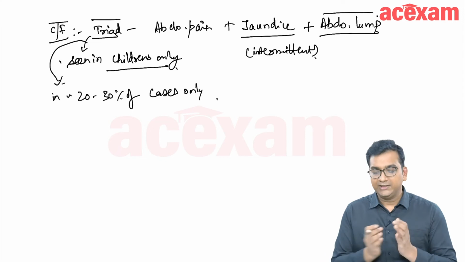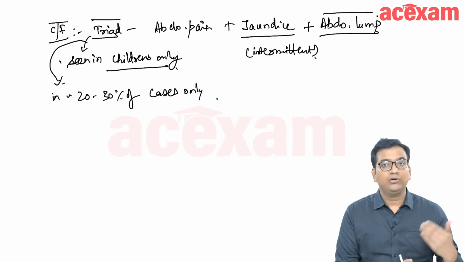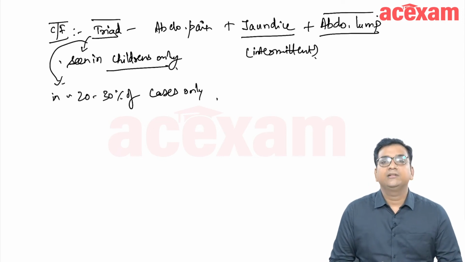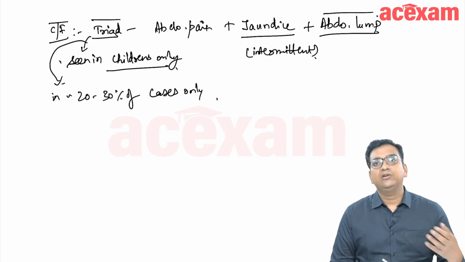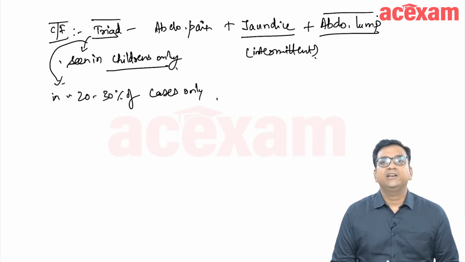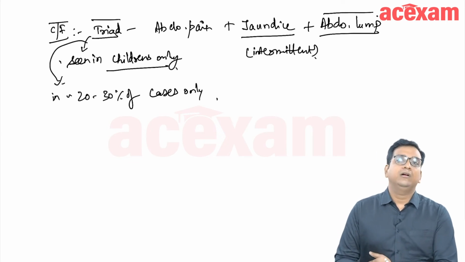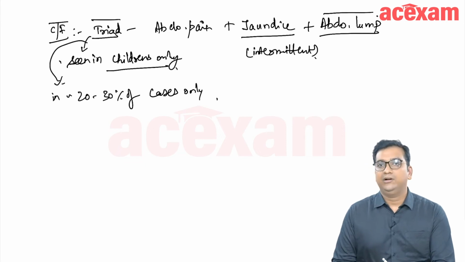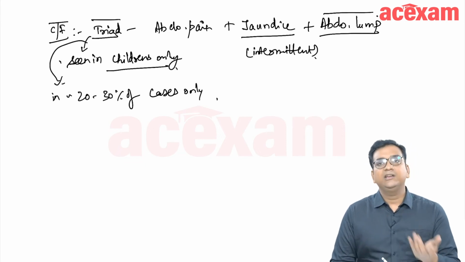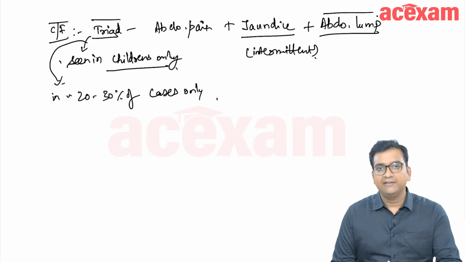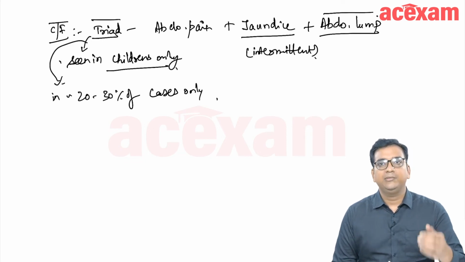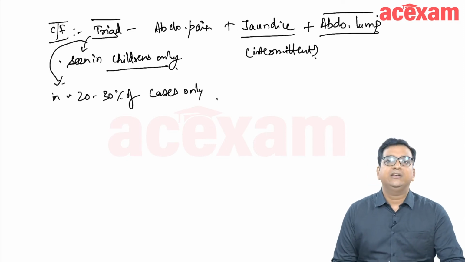It is more commonly seen in young children. So if a child of 3 or 4 years of age presents with complaints of jaundice and abdominal pain, and there is a palpable lump in the right upper quadrant or right hypochondrium, then there is a probability of having a choledochal cyst. Now we'll go ahead and do MRCP, in which we'll be able to see the choledochal cyst, and based on the type of choledochal cyst, we'll decide the treatment.